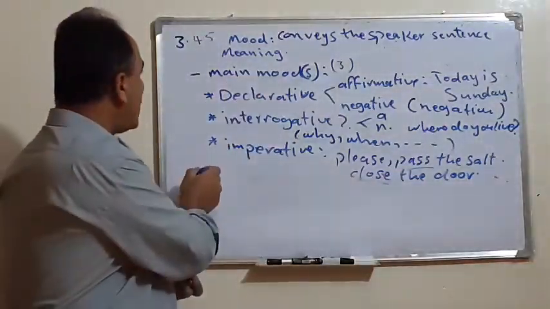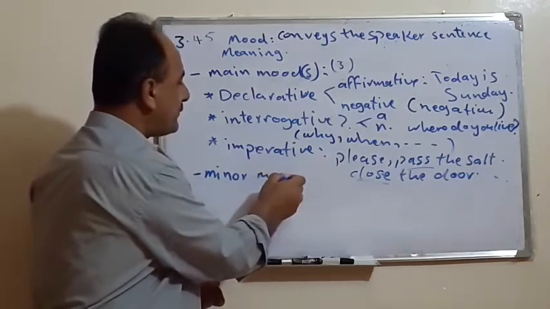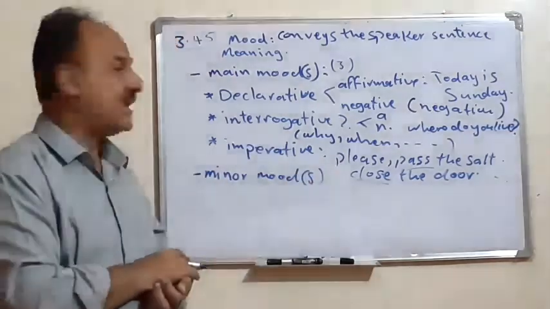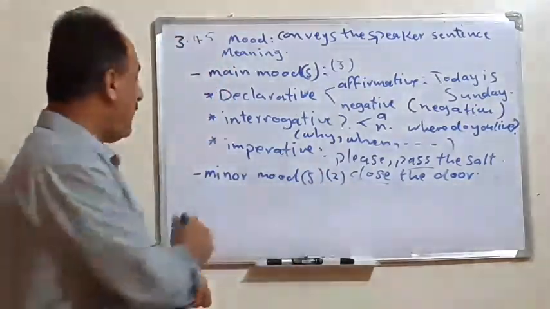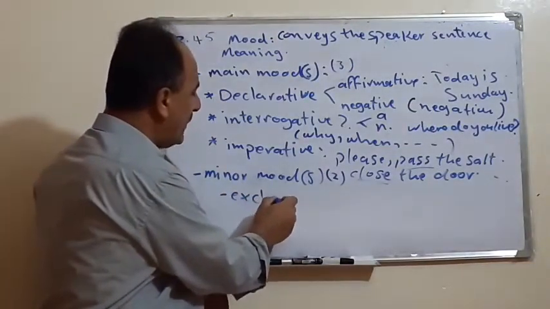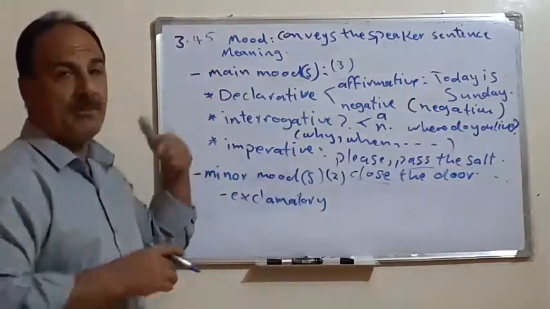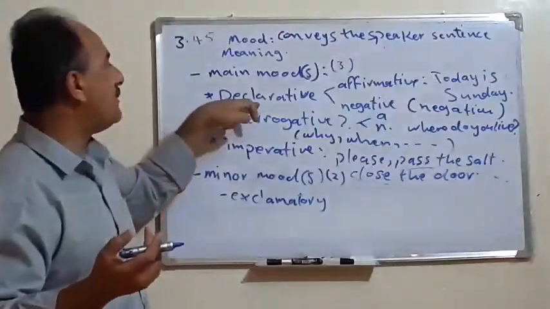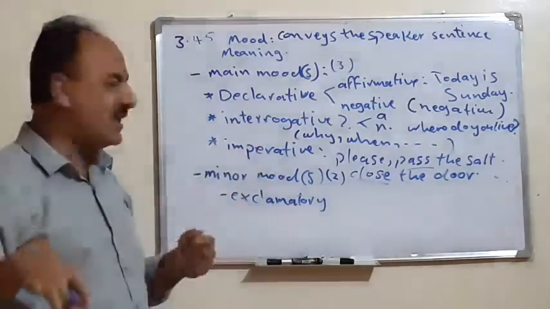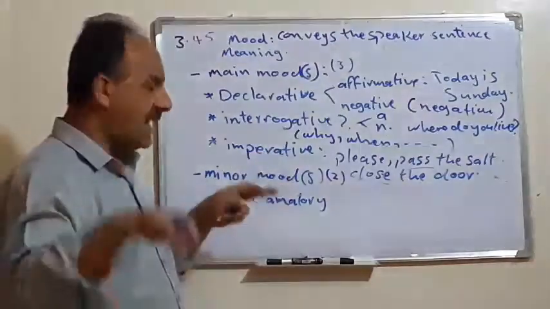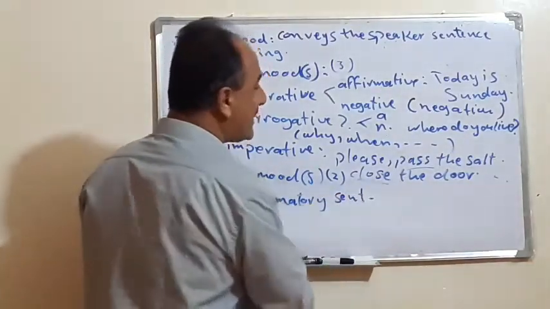The second group we call the secondary, or minor moods. Here we have only two types of minor moods. The first one we call exclamatory. By the way, why do we arrange them in this way? Because of the proportion of their use. Mostly we use the declarative. The second, we use the interrogative. To a lesser degree, we use the imperative. Then a less frequent group, we use exclamatory sentences, and sometimes we call it exclamation.